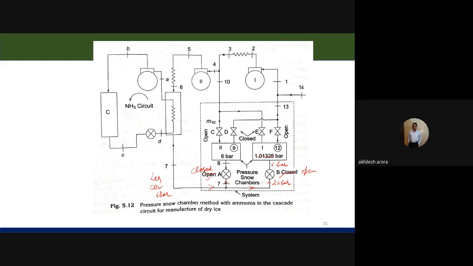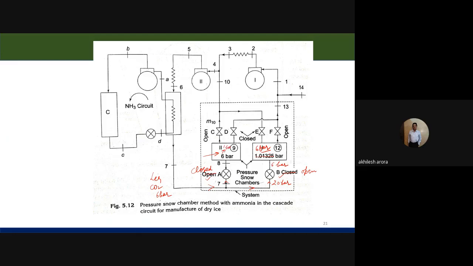So in the previous cycle, this was at a pressure of 1.01325 bar. Now, because it is the liquid refrigerant, liquid will be generated here at 6 bar. Whereas in the previous cycle, in this snow chamber, we have generated the liquid. So here what will happen? Here the pressure will be reduced from 6 bar to 1 bar.